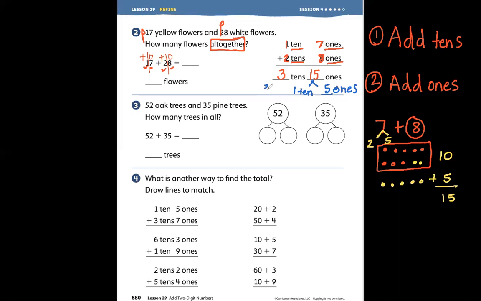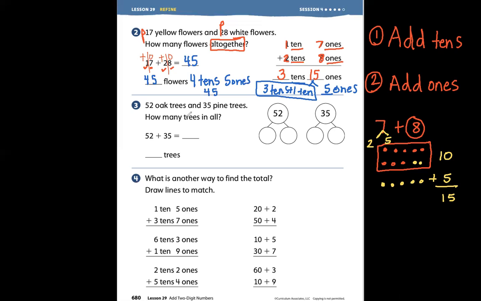But now I have 3 tens that I'm adding to it. So 3 tens plus 1 ten. What's 3 tens plus 1 ten? 4 tens. And how many ones? 5 ones. 4 tens and 5 ones. 45 is our answer. If you get confused, you can draw your base 10 blocks. The base 10 blocks is always a great checker to see if you did it correctly.